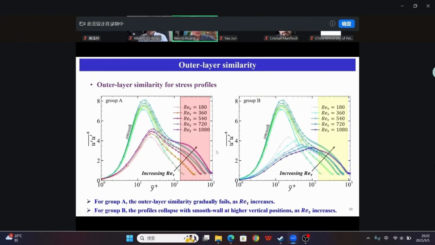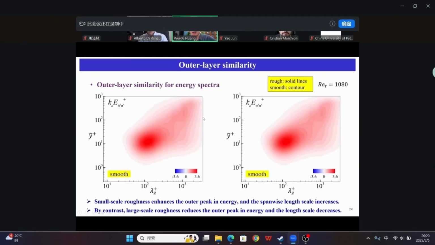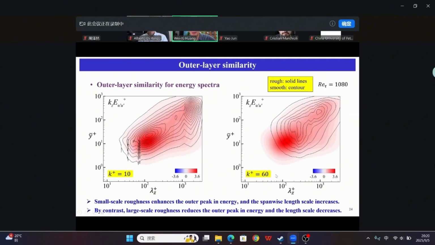So we check the spectrum. This is the smooth case, and this is the K plus equal 10 case. We can see the outer layer peak is strengthened as compared with the smooth case. But for the larger K plus, the outer layer peak is weakened. So it is also surprising why small K can have a strengthening effect, but the larger K has a weakening effect.